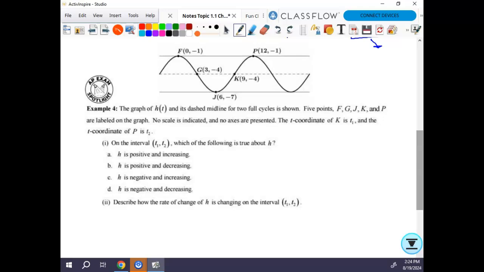The graph of h of t and its dashed midline for 2 full cycles is shown. The first 3 sentences are exactly the same as the last one. This is the sentence that changes.